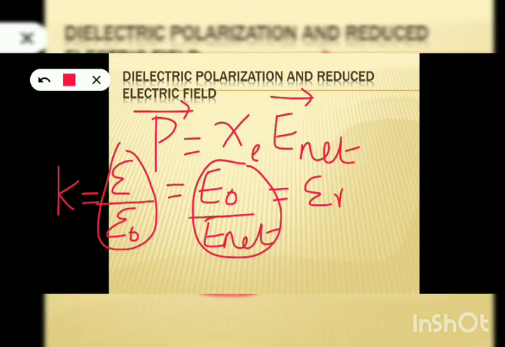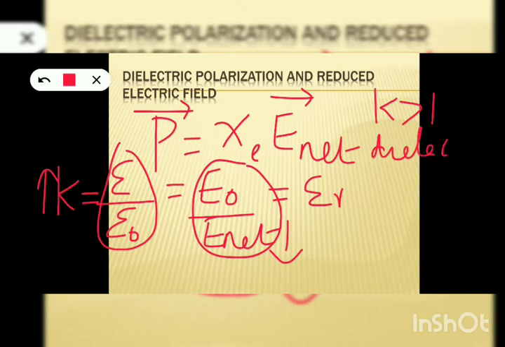Now, for dielectrics, this net electric field is reduced. We had just seen that the net electric field of a dielectric is reduced due to that induced electric field. So if the net electric field is reduced, K will increase. So K will be greater than 1 for dielectrics.